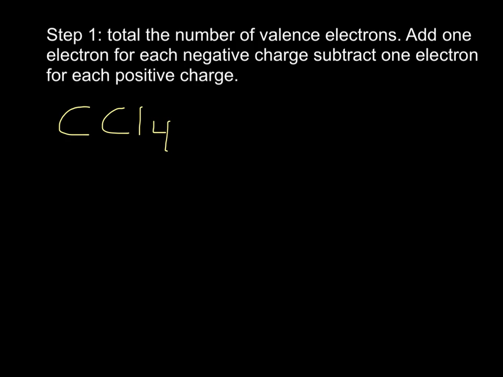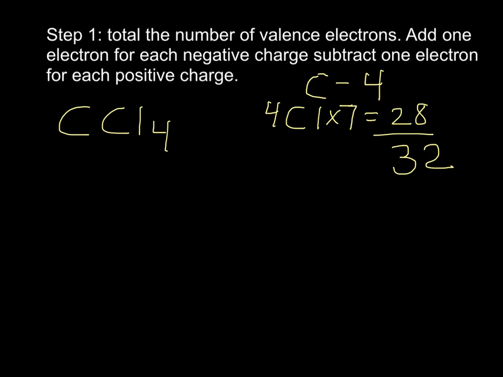Carbon tetrachloride. The first thing to do is total the number of valence electrons. I have carbon, and carbon's in group 4A if you look at your periodic table. That means it has 4 valence electrons. We have 4 atoms of chlorine, and chlorine's in group 7A. So each one of those chlorine atoms brings 7 valence electrons to the table. 4 times 7 is 28. That gives us a total of 32 valence electrons.